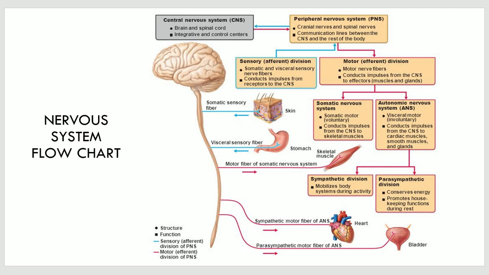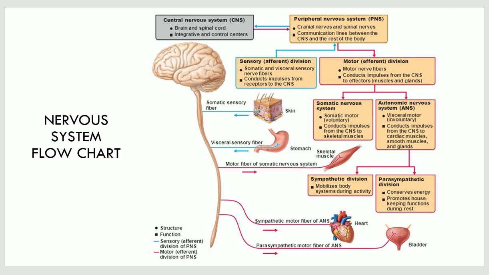That is your sympathetic division of your autonomic nervous system, which is part of the motor efferent division of the peripheral nervous system, right? So know this chart. You're going to be asked to track all of these, like I just tracked the sympathetic nervous system. So sympathetic, fight or flight. Parasympathetic is the opposite. Parasympathetic, we use the phrase rest and digest.